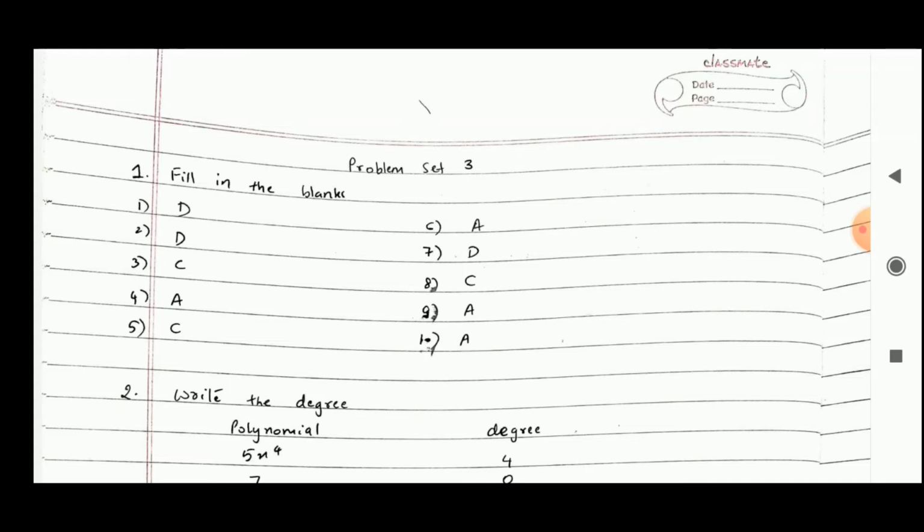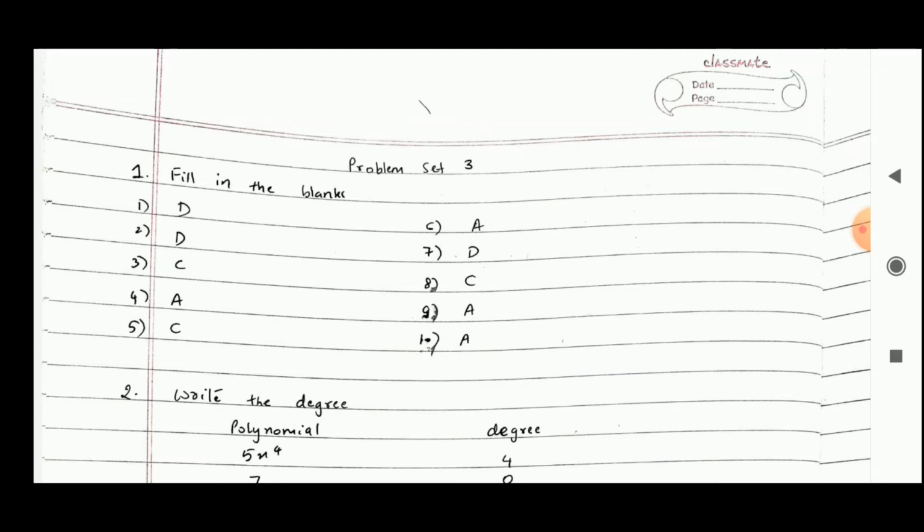Then 9th one, multiply x square minus 3 into 2x minus 7x cube plus 4 and write the product of the polynomials. Multiply this and you will see that without multiplying also you can write down the degree of the product. The degree of the first polynomial is 2 and degree of the second polynomial is 3. So, the degree of the product is the sum of the degrees of the two polynomials. So, 2 plus 3 is equal to 5.